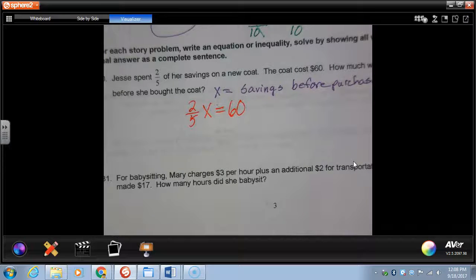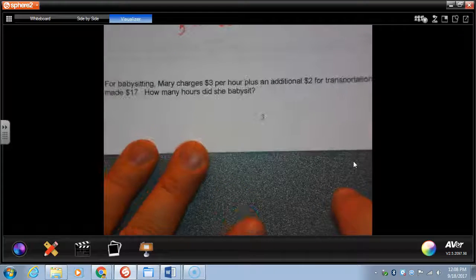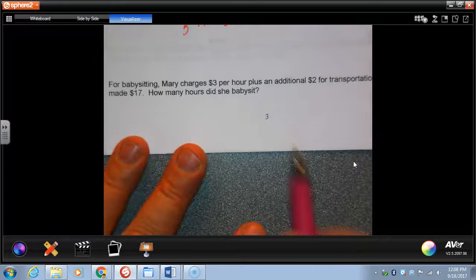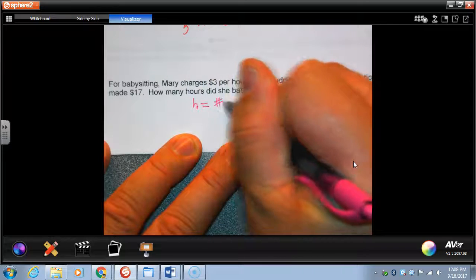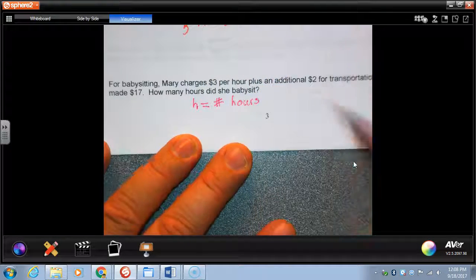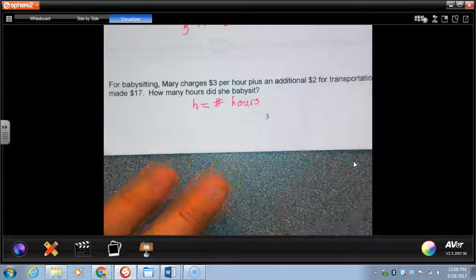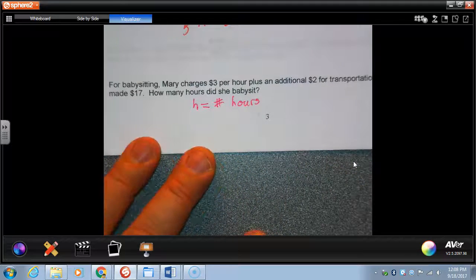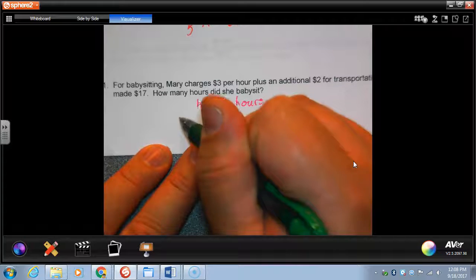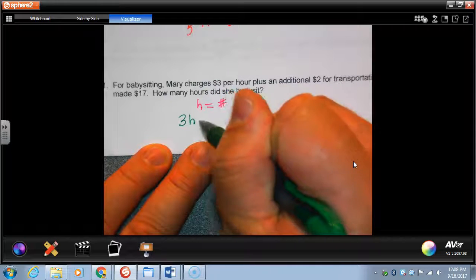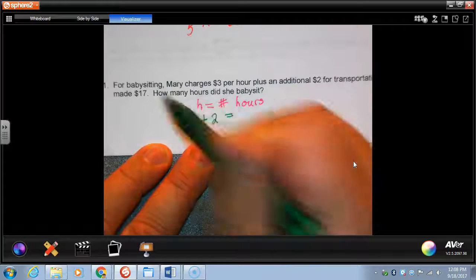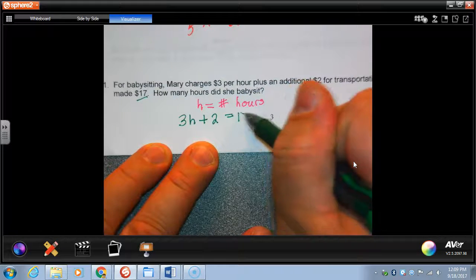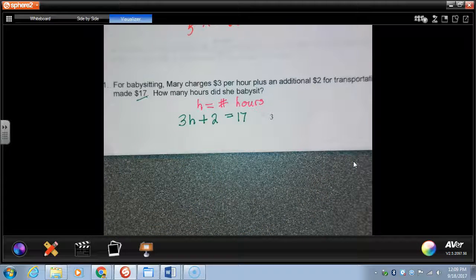Number 31. For babysitting, Mary charges $3 per hour. So I'm going to let h equal the number of hours. And $2 for transportation. So she charges $3 per hour plus an automatic $2 for transportation, and she had a total of 17, which is usually on one side of the equal sign for this course.